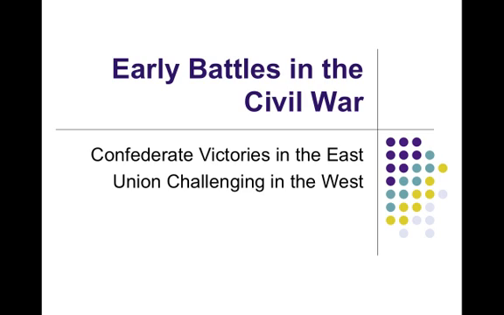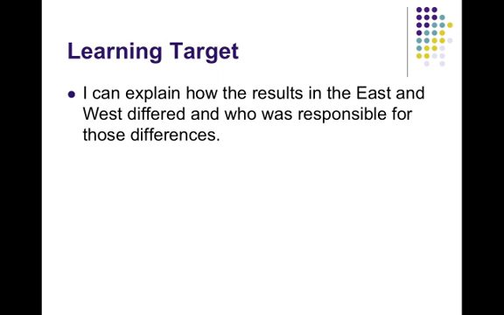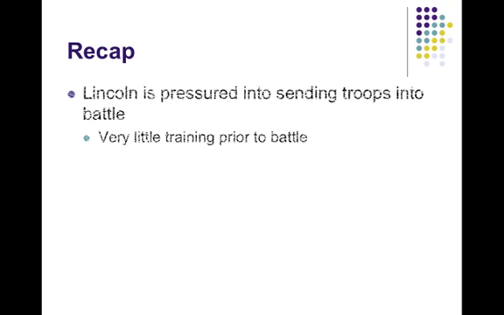And one of the things we're going to really relate that back to is the leadership differences, with Robert E. Lee being a very effective Confederate leader in the East and doing very well against some ineffective Union leaders, and then Ulysses S. Grant out in the West doing very well as a very effective Union leader. So some differences there, and we'll see that as we get through this. Our target for today: I can explain how the results in the East and West differed and who was responsible for those differences.